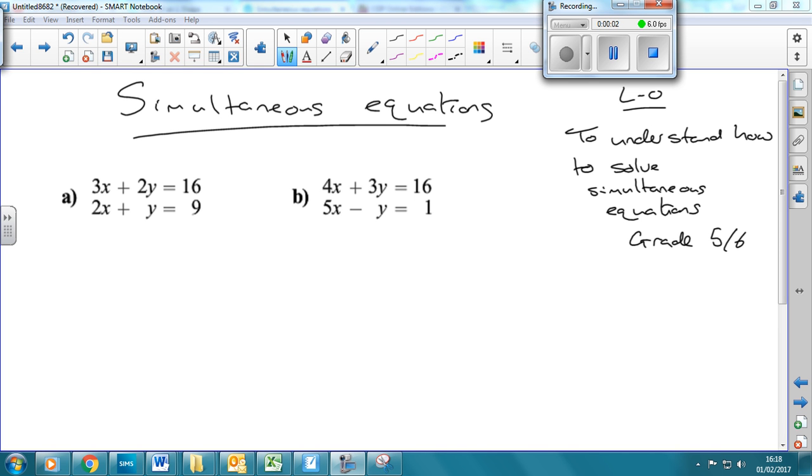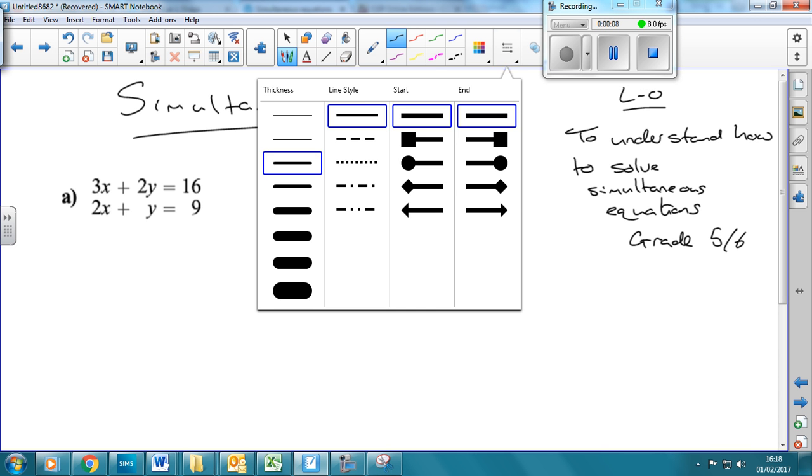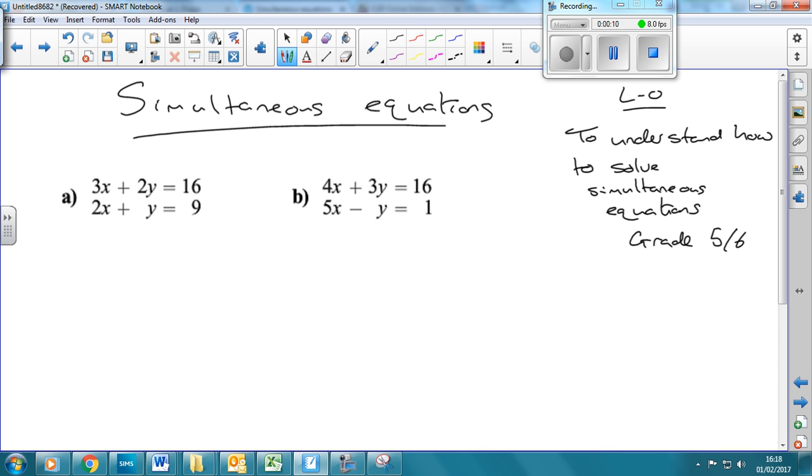Okay, so this is the Year 11 lesson on simultaneous equations. What I'm going to do is go through a recap of what we know about simultaneous equations, and then you guys are going to do a bunch of work for yourselves. The key thing for simultaneous equations is getting the second letter the same.